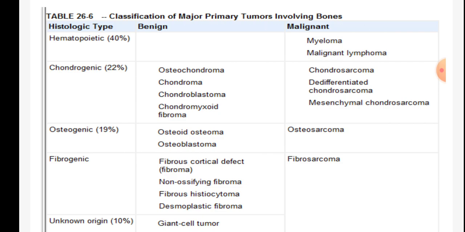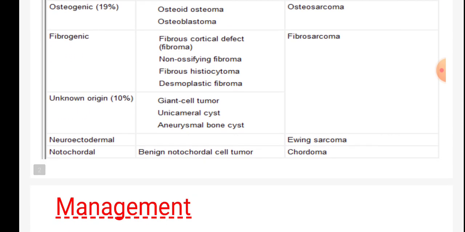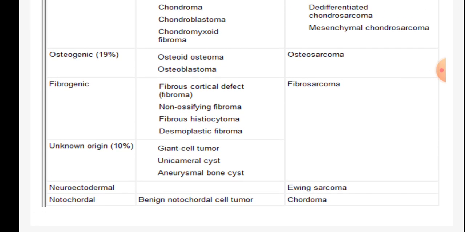Then fibrogenic, the histogenesis being the fibrous tissue. The benign lesions: fibrous cortical defect, non-ossifying fibroma, fibrous histiocytoma, desmoplastic fibroma. Then the malignant one, fibrosarcoma. The unknown origin ones: giant cell tumors, the unicameral cysts, the aneurysmal bone cyst, that is ABC. ABC in itself is a 3 marks question.